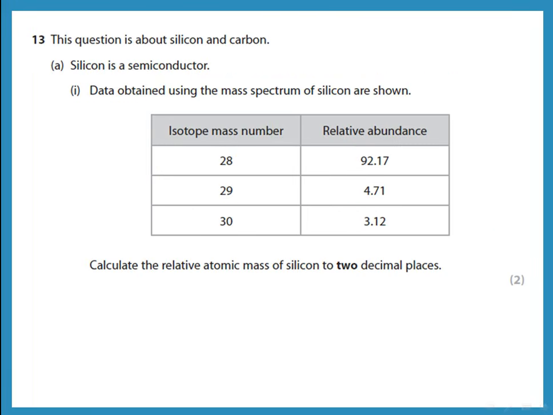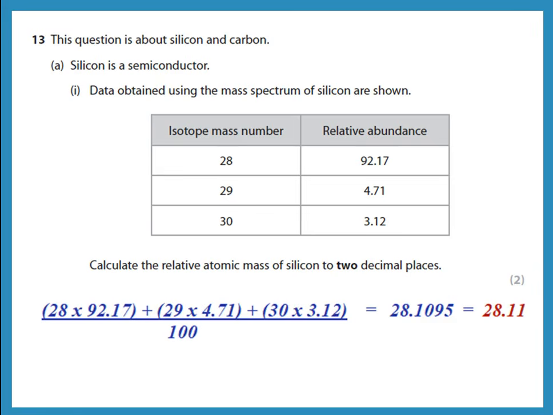Now, this is another kind of question where he gives the relative abundance for each isotope and tells you to calculate the relative atomic mass. You remember that to calculate the relative atomic mass, I take the mass number times the abundance, plus the mass number of the other one times its abundance, plus the mass number of the third one times its abundance. And all of these are over 100 because these relative abundances are in percentages.